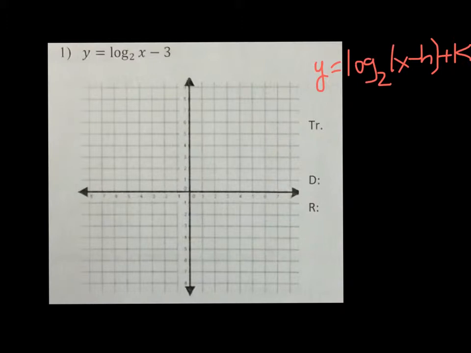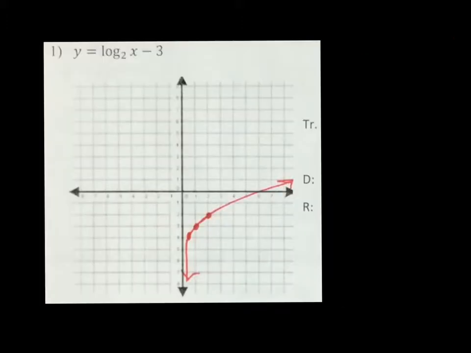When I look at this function, I do not have a minus or a plus anything inside of parentheses. I just have a minus 3 right here. So that means that I'm going to take my basic log base 2 graph and it's going to drop 3 units. Here's what that graph would look like if I drop it 3 units.